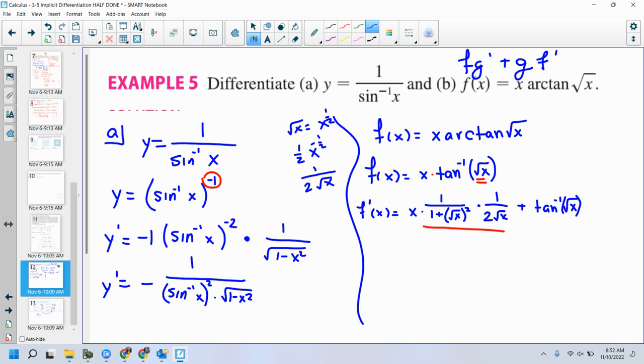Okay, so let's reduce it down a little bit. So f prime of x is equal to, looks like I can put the x on the top. 1 plus, isn't that just x? Square root of x squared, plus 2 radical x, plus inverse tangent of radical x.